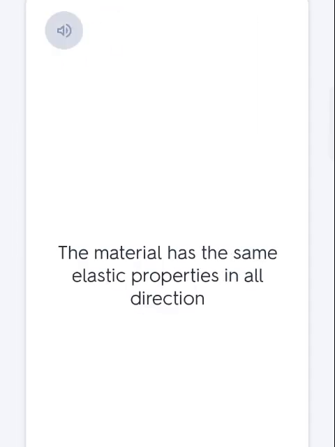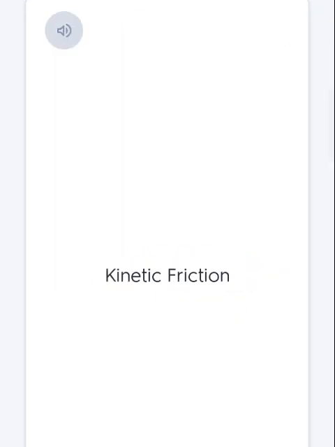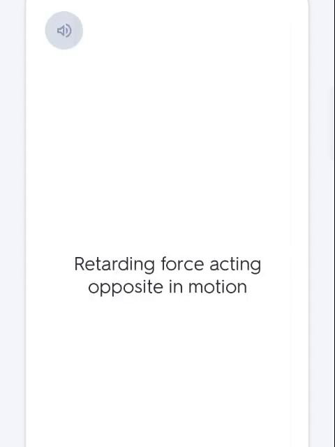Isotropic. The material has the same elastic properties in all directions. Kinetic friction. Retarding force acting opposite in motion.